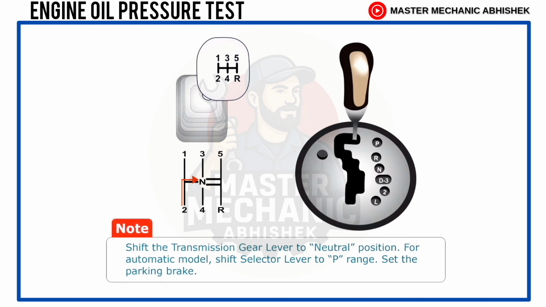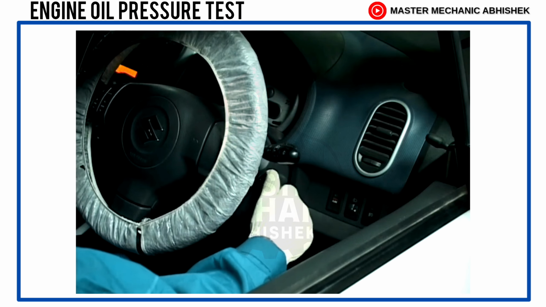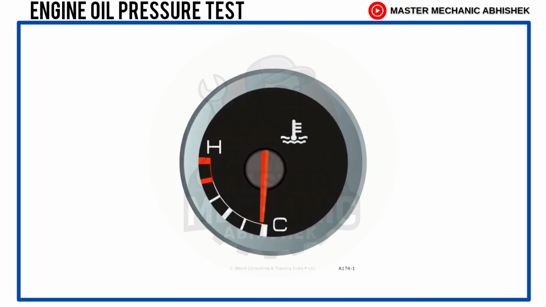Shift gear lever to neutral position. For automatic model, shift selector lever to P range. Set the parking brake. Start engine and warm engine up to normal operating temperature.